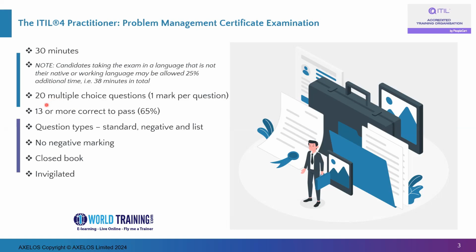There will be 20 questions. All the questions will be multiple choice in this short duration exam, 1 mark per question. You need to score at least 13 correct answers to pass the exam, which is 65%. There are 3 types of questions. Most of the questions will be the typical multiple choice questions, with 4 answer choices for each question. There will also be some negative type, meaning a negatively worded question, for example, which of the below options is not correct, or which of the following options does not relate to something. There is no negative marking for any of these 20 questions.